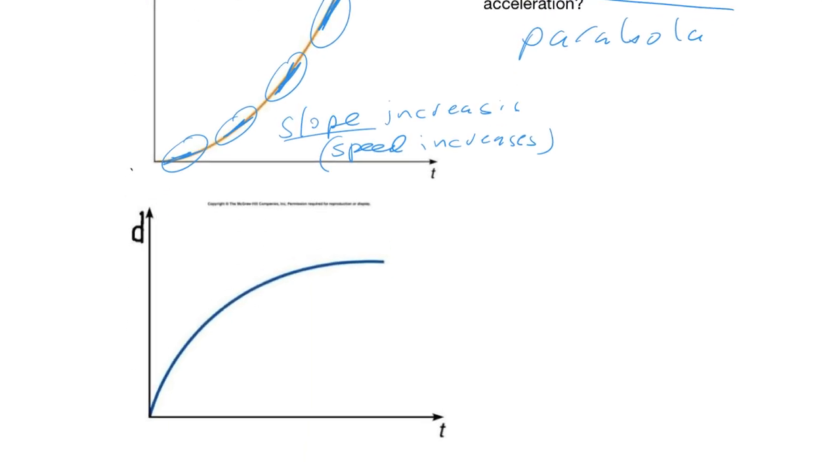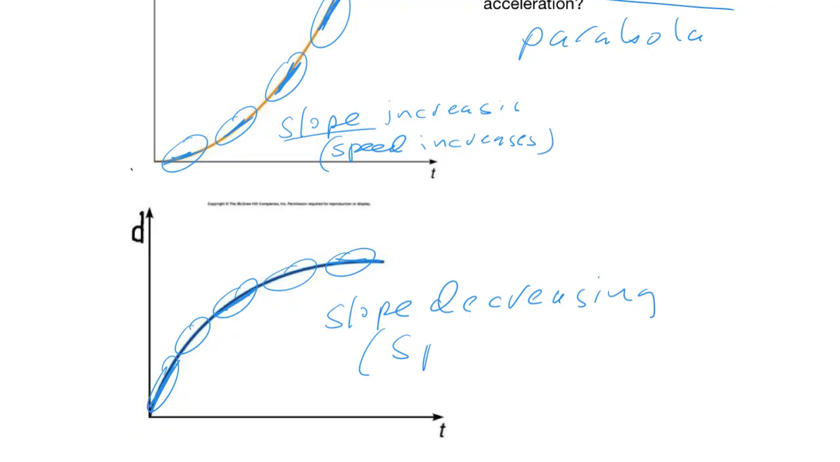Okay, how about here? What's happening to the steepness of this D versus T graph? Right here is steep, right here is getting less and less steep until it looks like it's just going to rest. So we get the slope decreasing. That means the speed is decreasing.